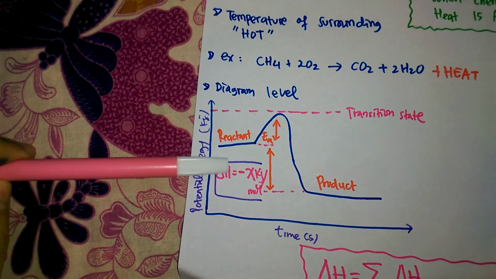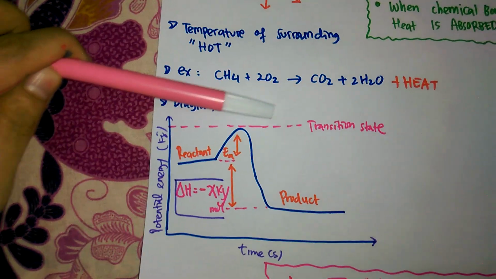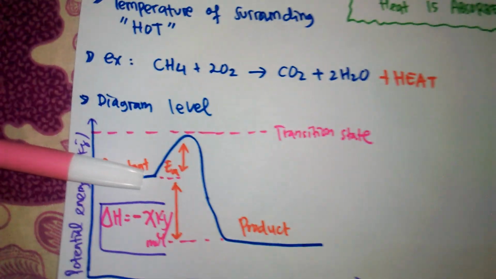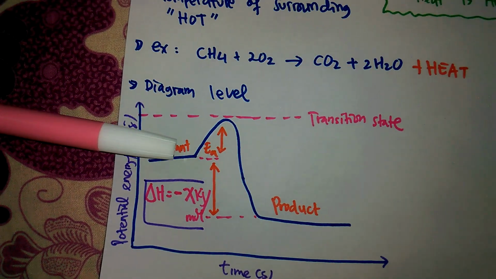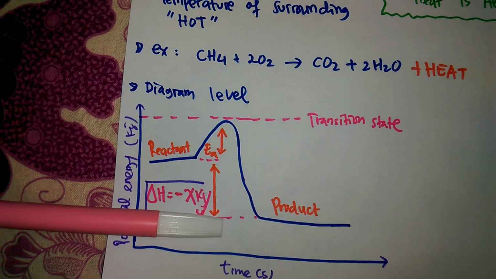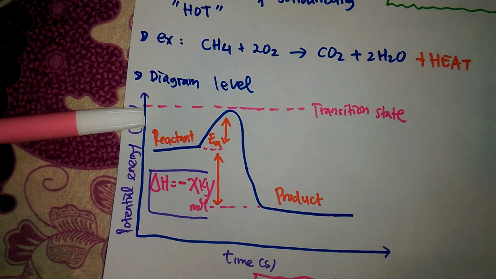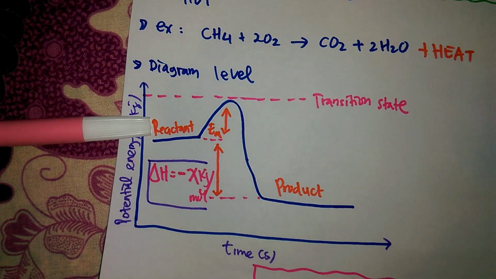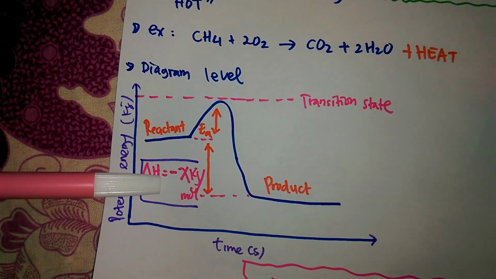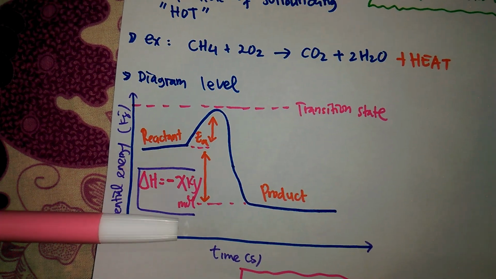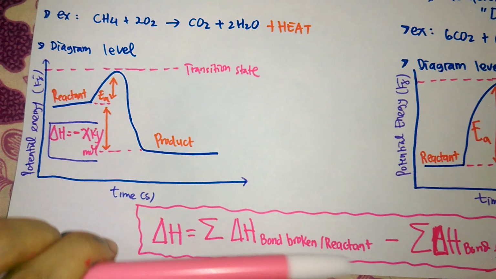So, the difference between the reactant and the peak, which is the transition state, we call activation energy or EA, whereas the difference between the reactant and the product, we call enthalpy change. Because the reactant is higher than the product, the enthalpy change will have a negative sign, negative x kilojoule per mole. Okay, reactant minus product.